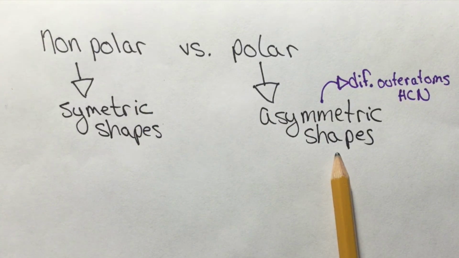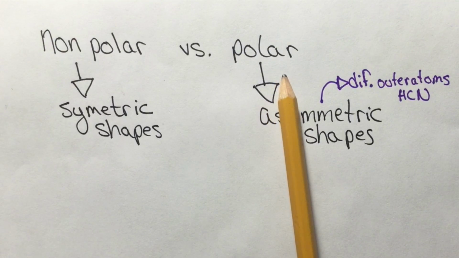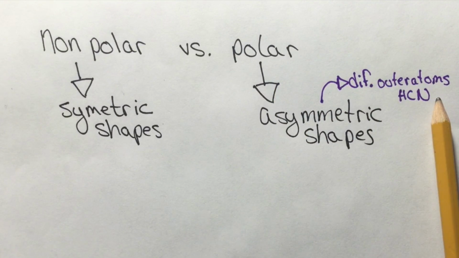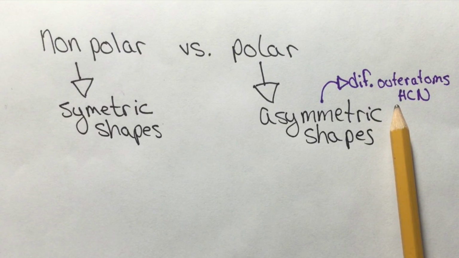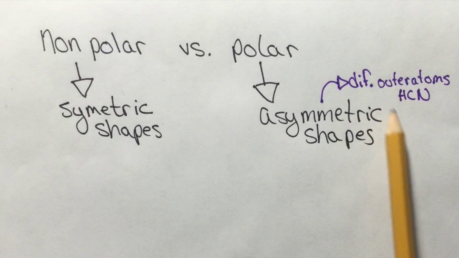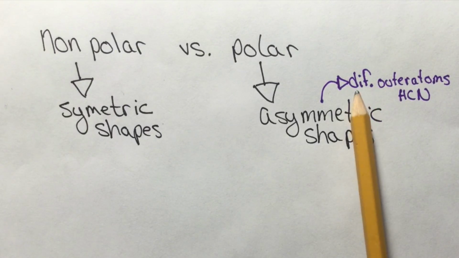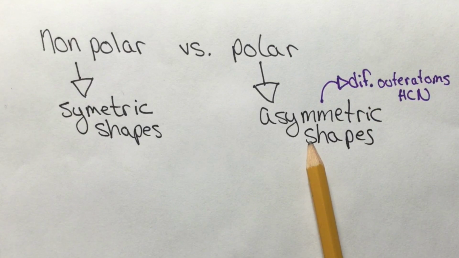Now, if you have an asymmetric shape in terms of polarity of bonds, then you're going to get polar bonds. The way we get that with the shapes that I've shown you today is by having different outer atoms, such as the hydrogen cyanide. So we can see that the hydrogen is going to have a lower electronegativity than the nitrogen. And so when you actually draw out this molecule, the nitrogen ends up with a partial negative and the hydrogen ends up with a partial positive. So because they have different outer atoms around our central atom, you end up with an asymmetrical shape.